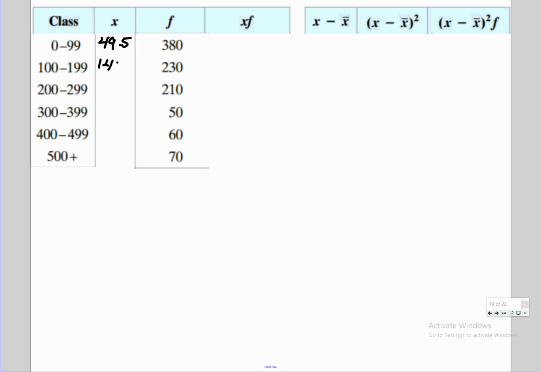Now, if you continue in that manner, you're going to see there's a pattern. The class width in this problem is 100, so those midpoints are going to increase by 100. Now, look at this last class. They didn't say 500 to 600. They said 500 plus, which means it's an open-ended class at the end. So truly, you could choose whatever number you wanted here. You could make it 1,000 if you wanted to. If we don't have an end to it, the most logical thing to do would be to follow the pattern you're seeing in the midpoints. Based on what we have there already, I would say 549.5.